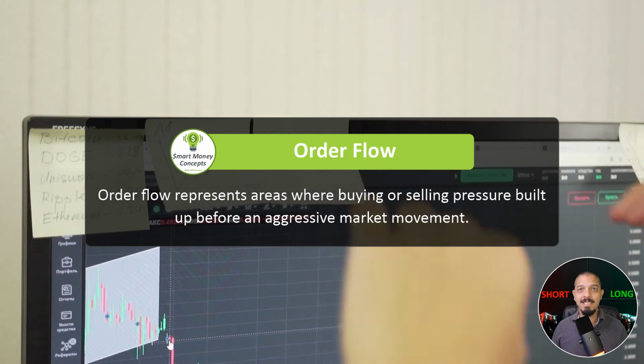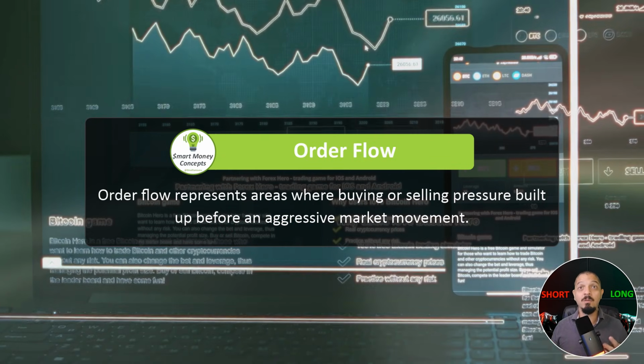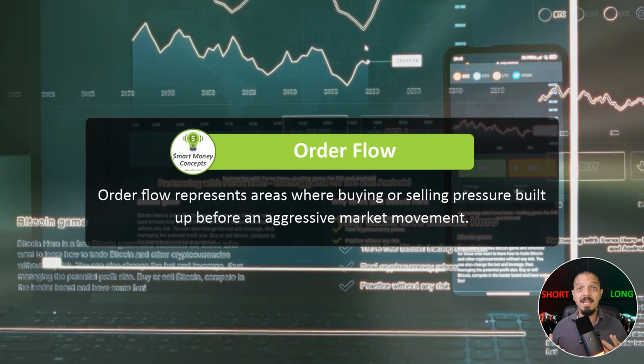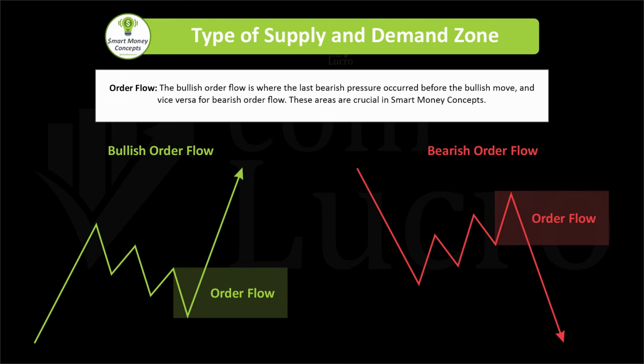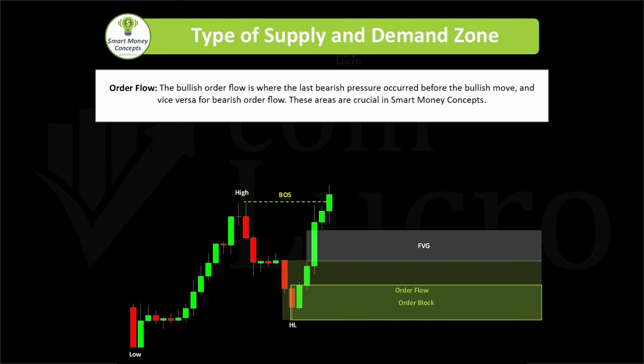Next, let's discuss the second type of supply and demand zone, order flow. Order flow represents areas where buying or selling pressure built up before an aggressive market movement. The bullish order flow is where the last bearish pressure occurred before the bullish move, and vice versa for bearish order flow. These areas are crucial in smart money concepts. For example, a move creating fair value gaps and breaking structure includes the last bearish momentum before a drastic move, forming a large zone often containing an order block. Monitoring market structure closely is vital for optimal trade execution.